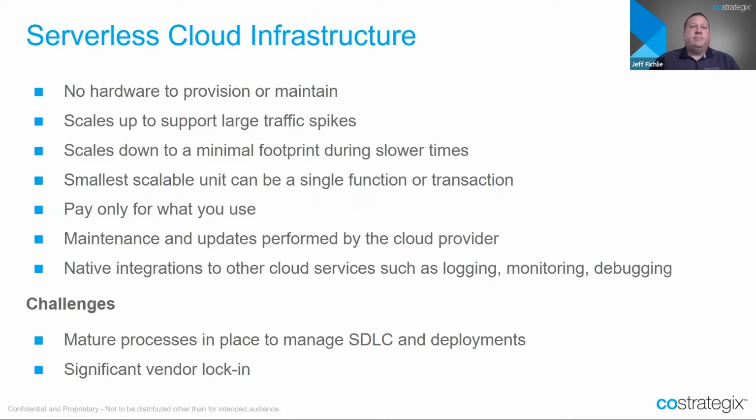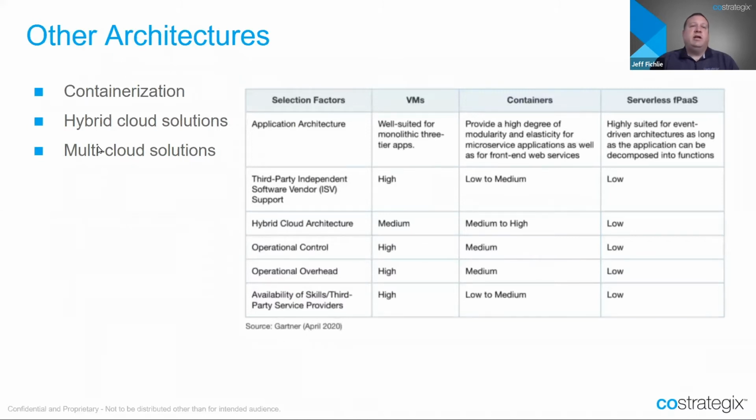There are other architectures here. There was kind of an approach between your classic cloud and your serverless, which is containerization. Maybe most of you have heard of Docker containers. That's one of the most common ones out there. There's hybrid cloud solutions where you have some on-prem and some cloud solutions as well. And then there are multi-cloud solutions where you leverage multiple cloud providers, maybe GCP, Azure, and AWS all together in the same system.